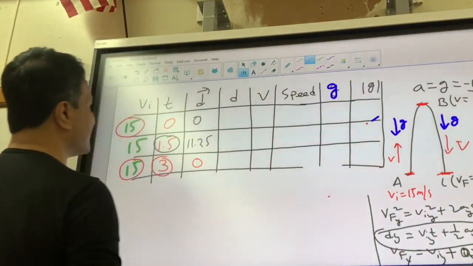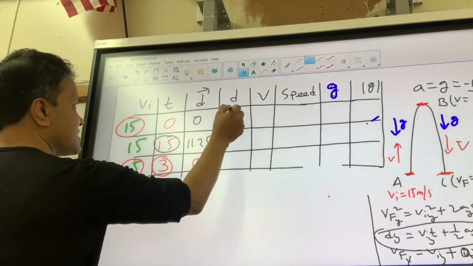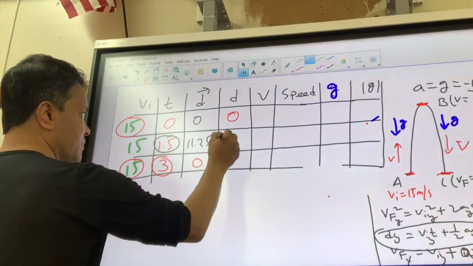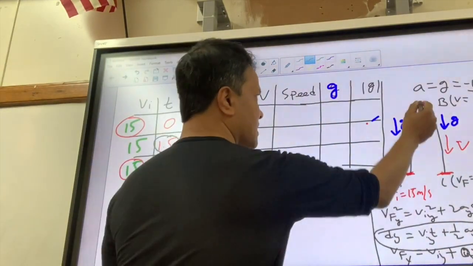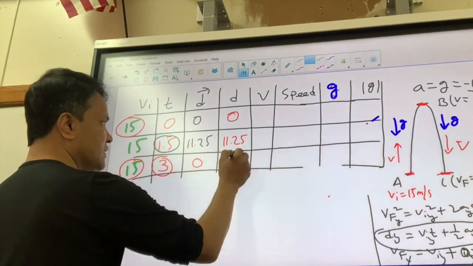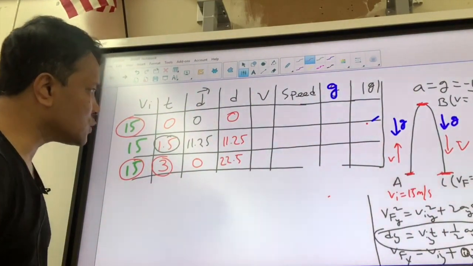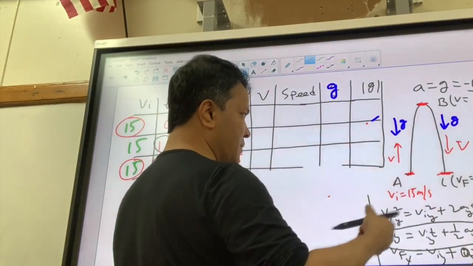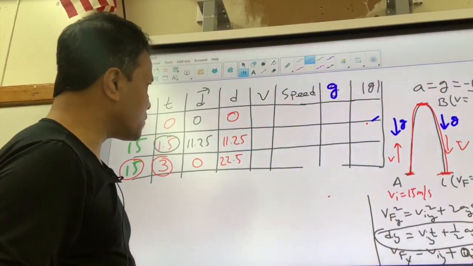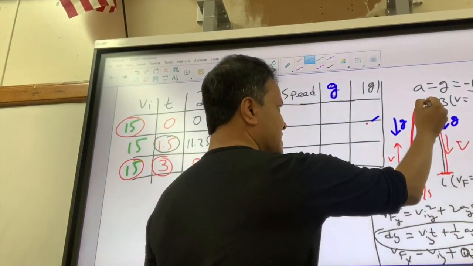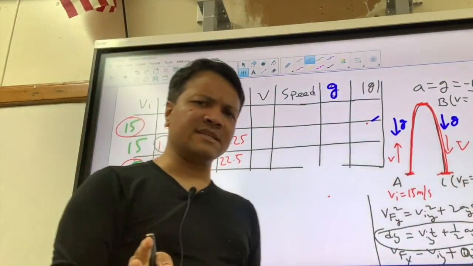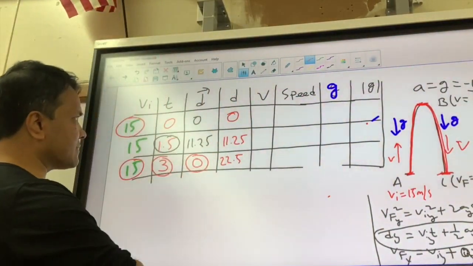Now let's find the distance. When displacement is 0, distance is not 0. When the displacement is 11.25, distance is 11.25. From here to here is 11.25, and here to here is 11.25, so the total distance the ball travels is 22.5, because 11.25 plus 11.25 is 22.5. 11.25 minus 11.25 is 0, and that was the displacement. So don't get mixed up with displacement and distance. It's a big deal.